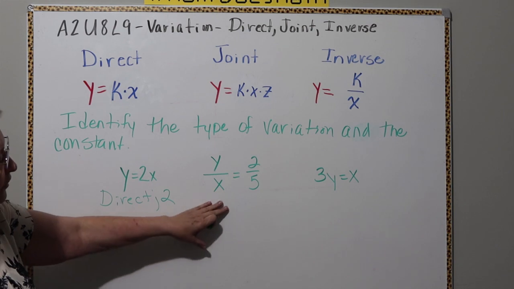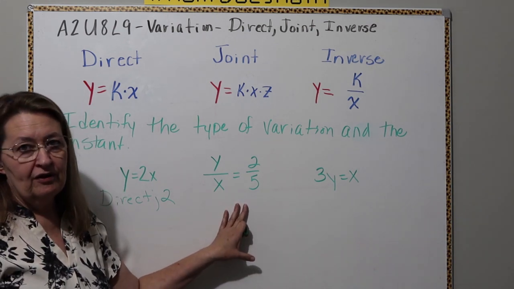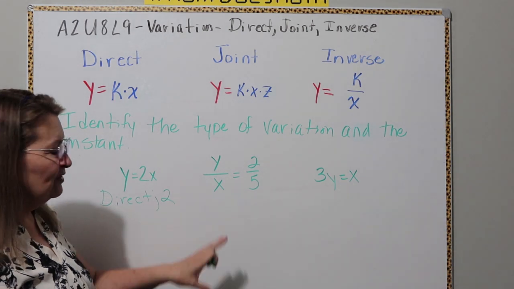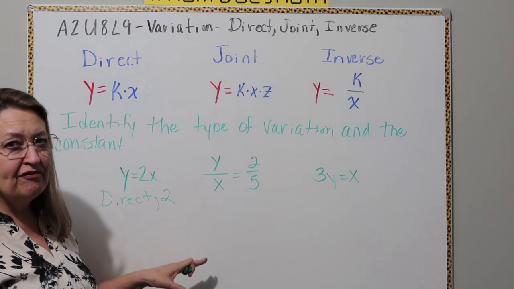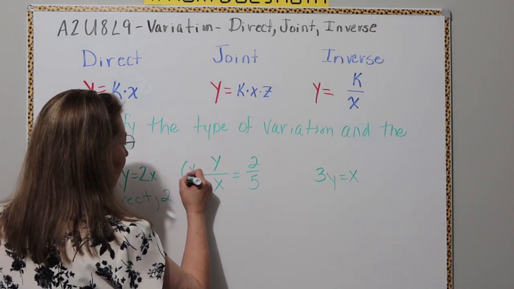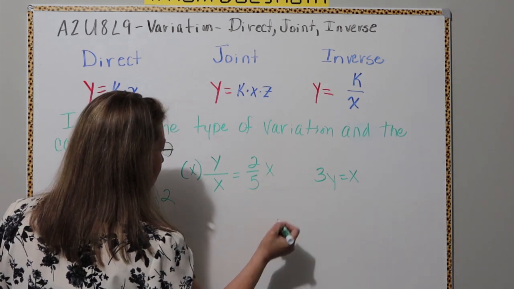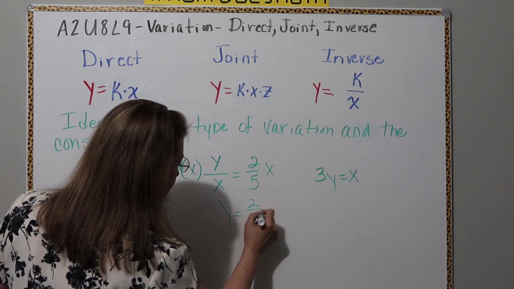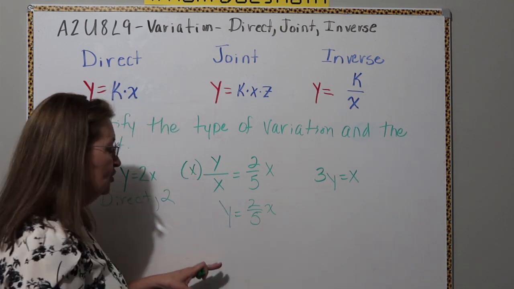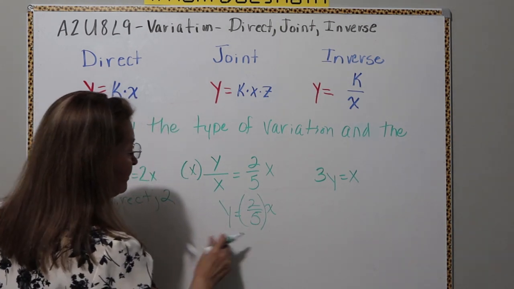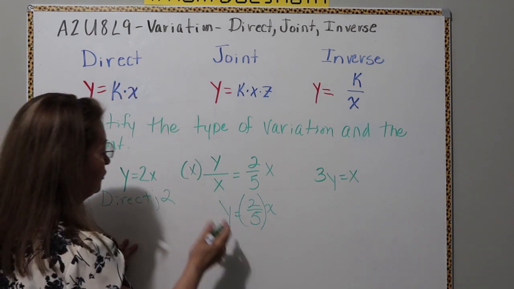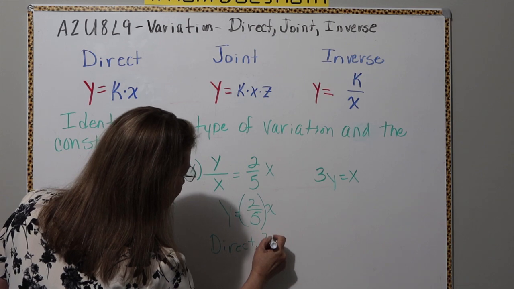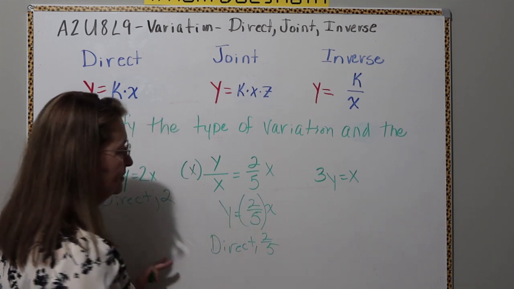All right, on this one, we do not have the correct format. I have y divided by x. So I need to get rid of the x. Since y has been divided, I'm going to multiply both sides by x. Now I have y equals 2/5 x. So you can see 2/5 is my constant, and this is also a direct variation. It is direct, and the constant is 2/5.